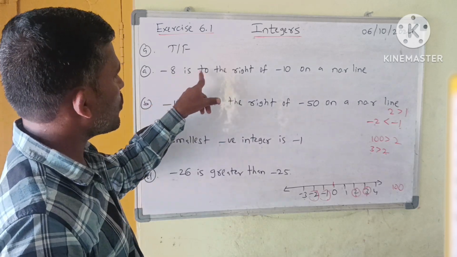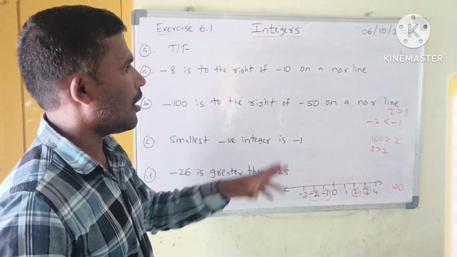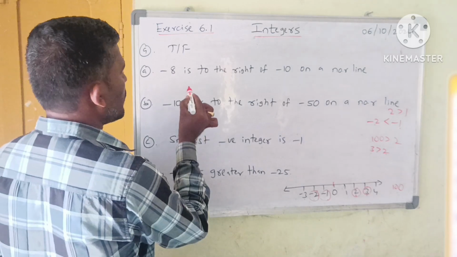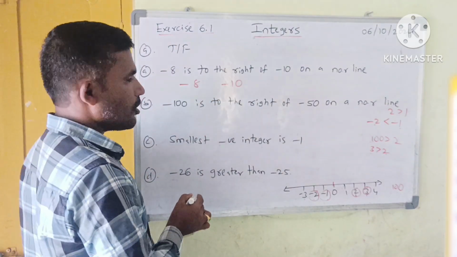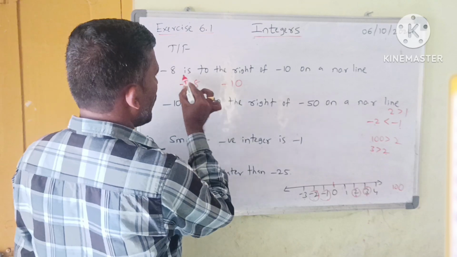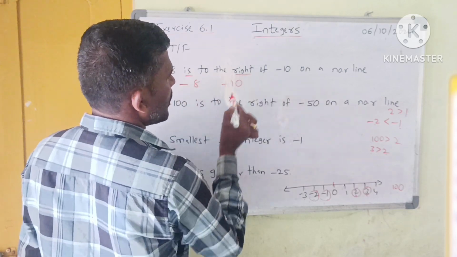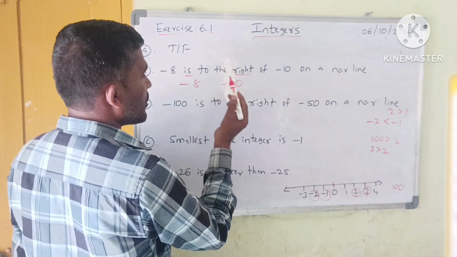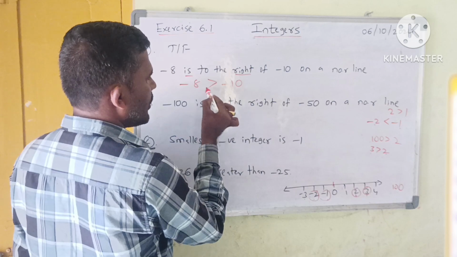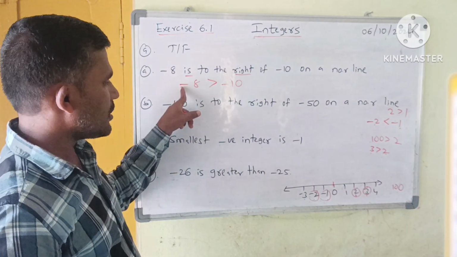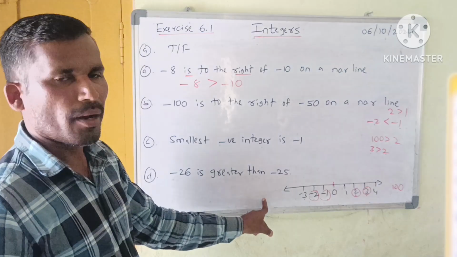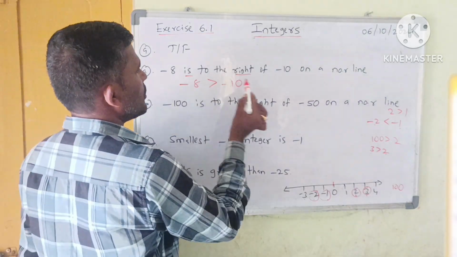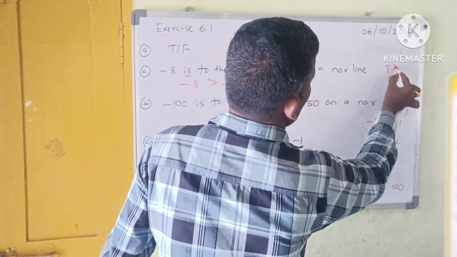So now the first one: minus 8 is to the right of minus 10 on the number line. I am taking the numbers minus 8 and minus 10. So minus 8 is to the right side, and right side means greater. So minus 8 is definitely greater than minus 10. So that's why this is true only.